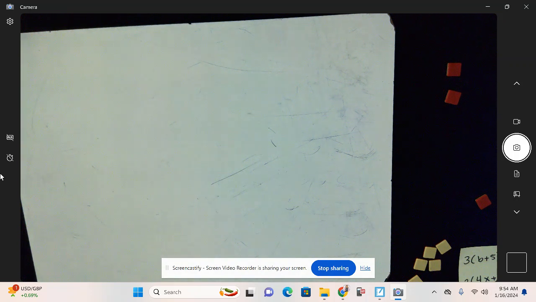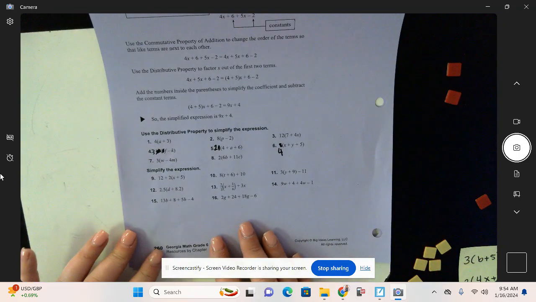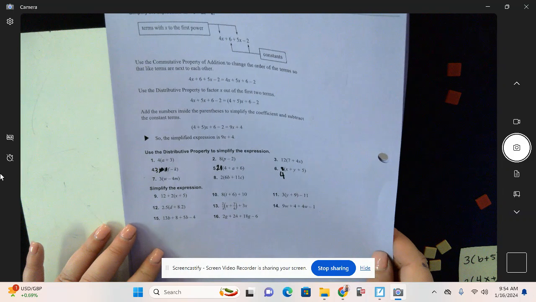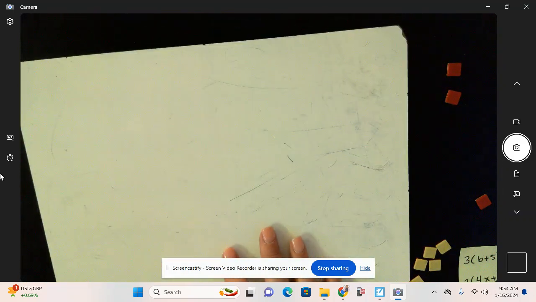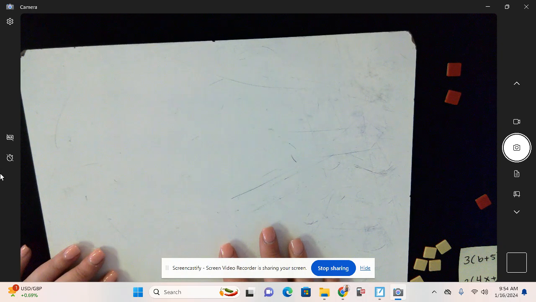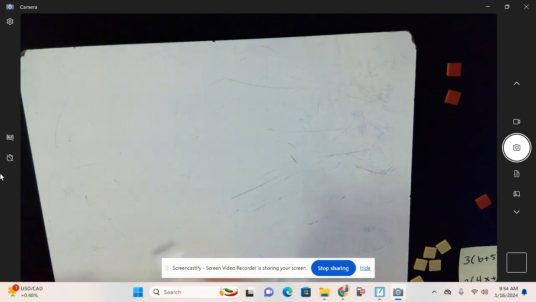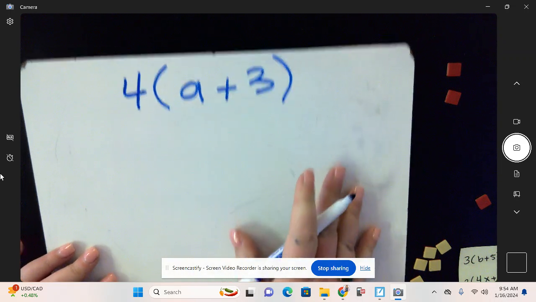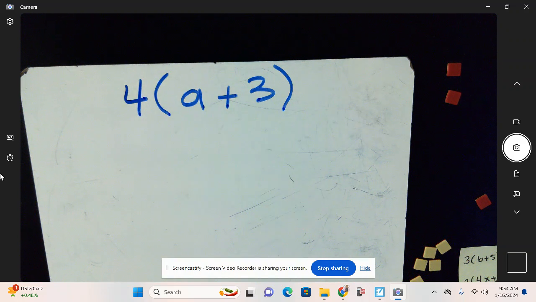All right. We're going to do some of the problems from your purple notes that are on page 260 at the bottom there, starting with 1. No, we're going to still use our models for now. All right, we've got 4 times A plus 3. 4 times A plus 3. Or some people would read it as 4 times the sum of A and 3.